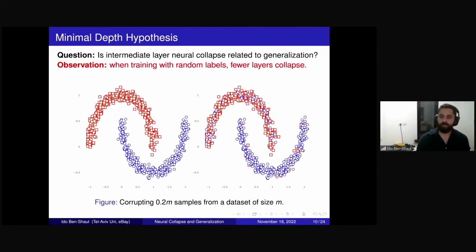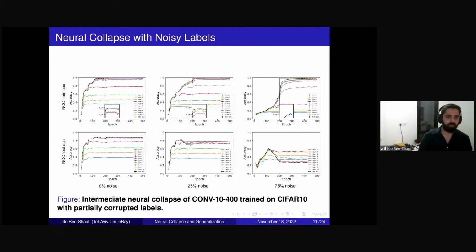And how can we use this minimality for generalization? So we use an observation which is quite intuitive and which we see in practice: when training with random labels, fewer layers reach collapse. So intuitively, if I take a data set and ask how hard it is to cluster it into two centroids, and then I take some of the labels and give them random labels, this is going to be harder to cluster, and therefore we'd expect more layers. And this is exactly what happens.